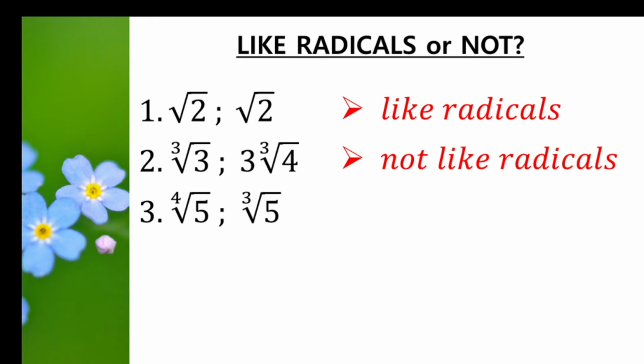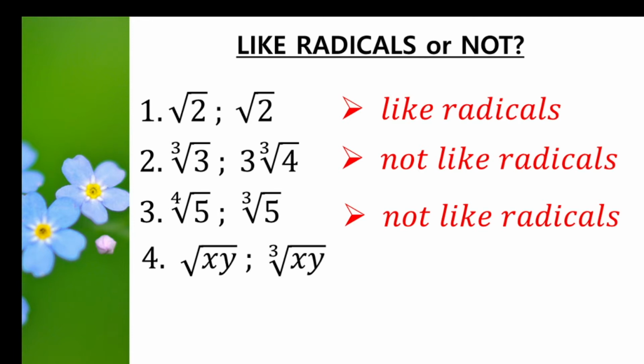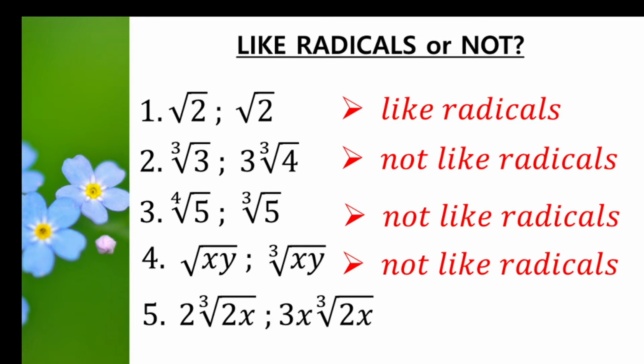Number 3, fourth root of 5 and cube root of 5. It is not like radicals. 4, square root of xy and cube root of xy. Again, they are not like radicals. And lastly, we have 2 cube root of 2x and 3x cube root of 2x. Are they like radicals or not? Yes, they are like radicals.